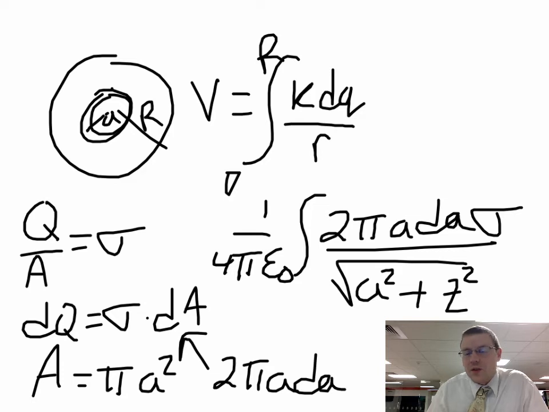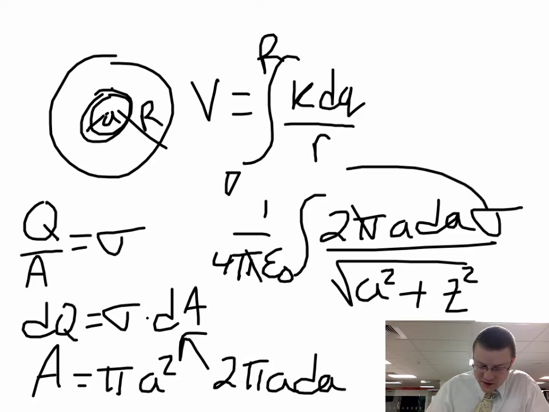So we get a sigma 2 a dA on top, and remember the r distance is the square root of a squared plus z squared from our picture. We can eliminate some things here and pull out some constants. I can eliminate the pi, and I can move the constant out front, which leaves me a 2a dA over the square root of a squared plus z squared. This is where we pull out u substitution.